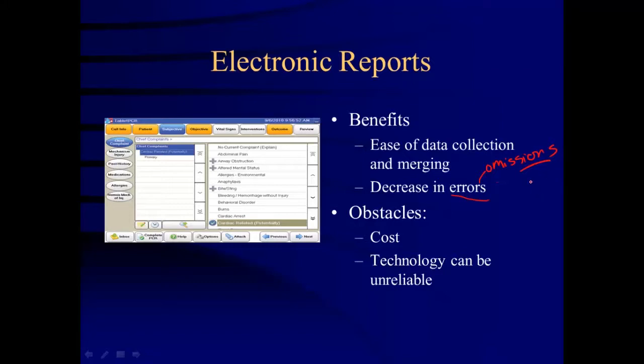The omissions are many fewer because you can set, for example, this little thing over here says chief complaint. You can set these programs to say you can't finish this report unless you enter a chief complaint, which means that you have to come in and pick one of these things before you can even complete the report. So it decreases the errors, I think, largely due to the decrease in omissions.